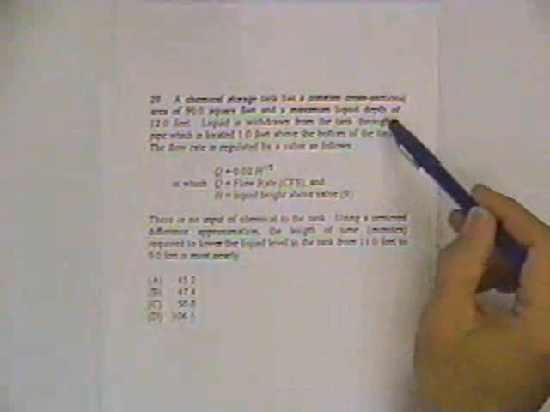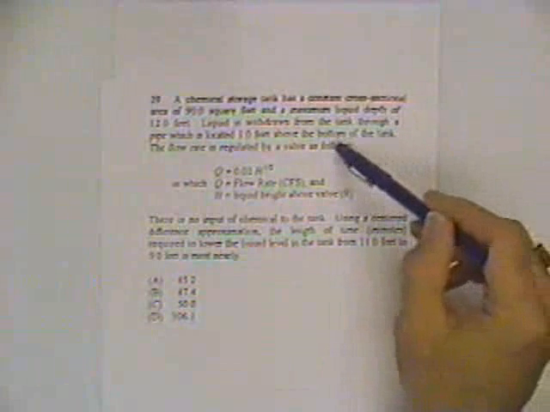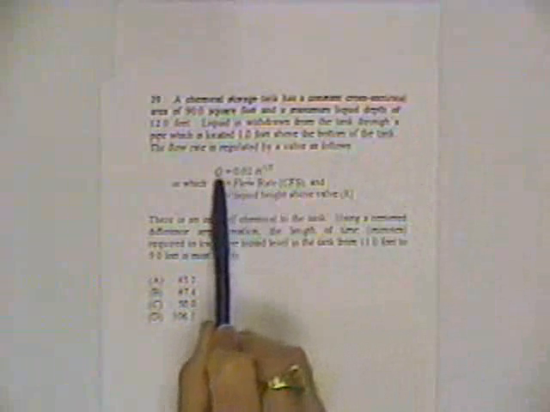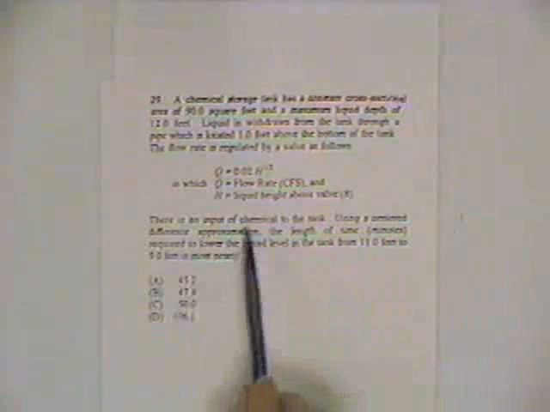Liquid can be withdrawn from the tank through a pipe, which is a foot below the bottom of the tank, and the flow is regulated by a valve such that the flow depends on the liquid height above the tank. It says that there's nothing else coming into the tank, and it says to use a center difference approximation to determine the length of time required to lower the liquid level in the tank from 11 feet to 9 feet.